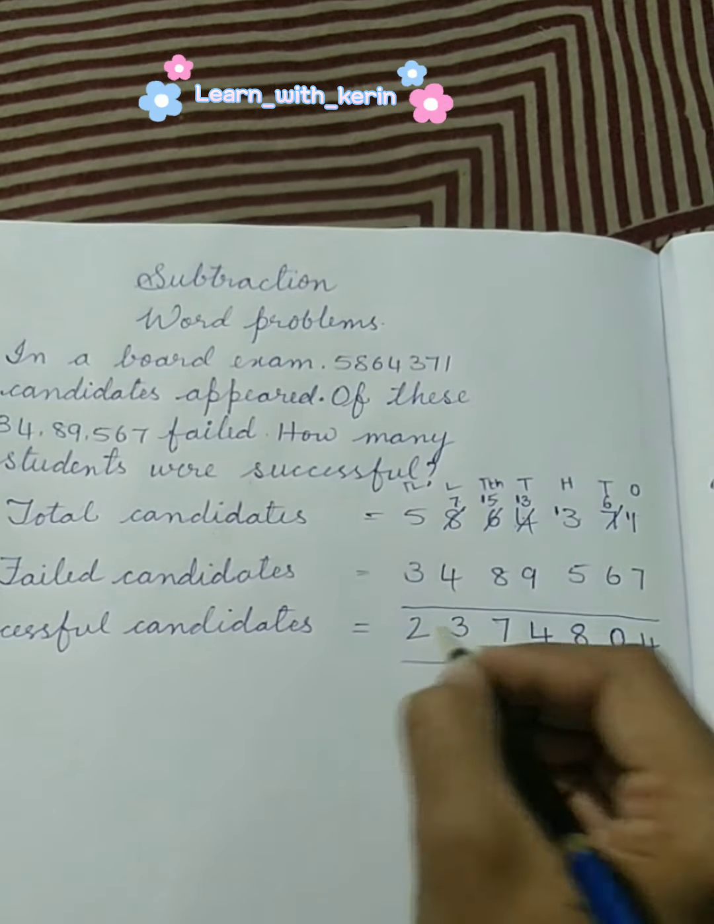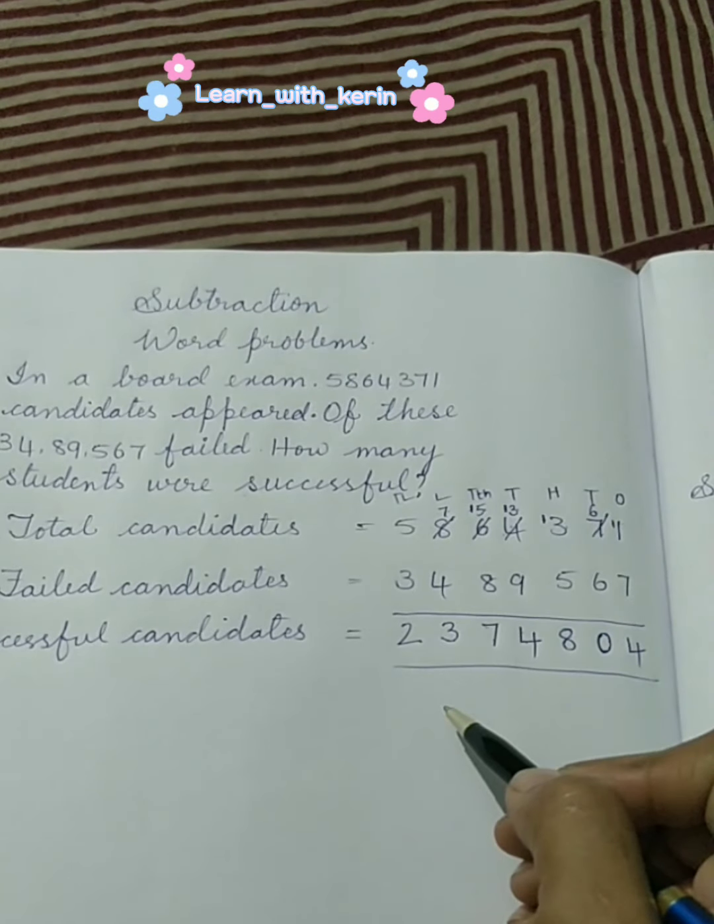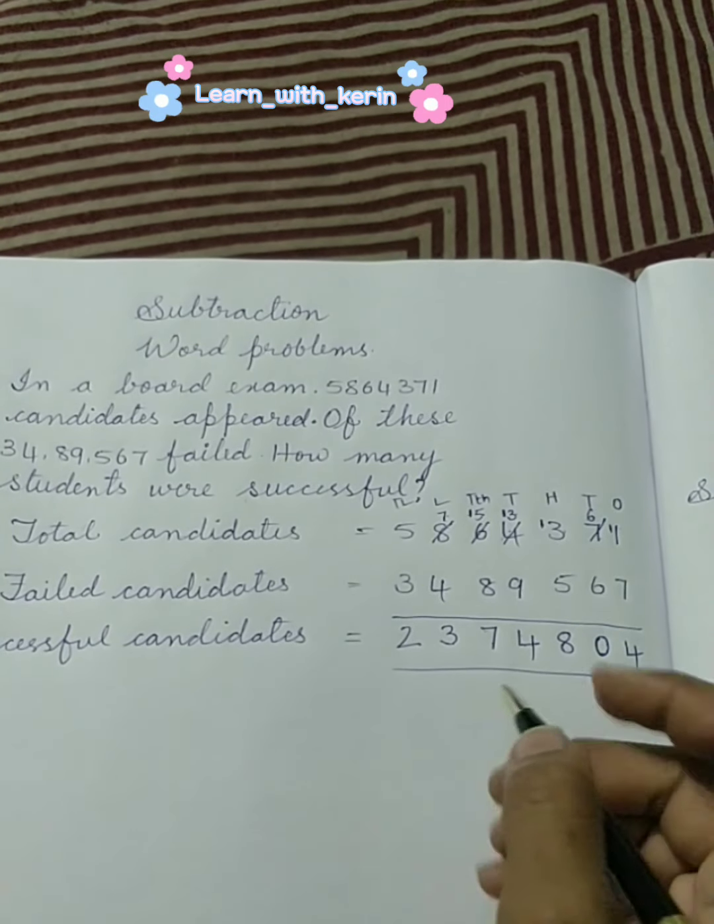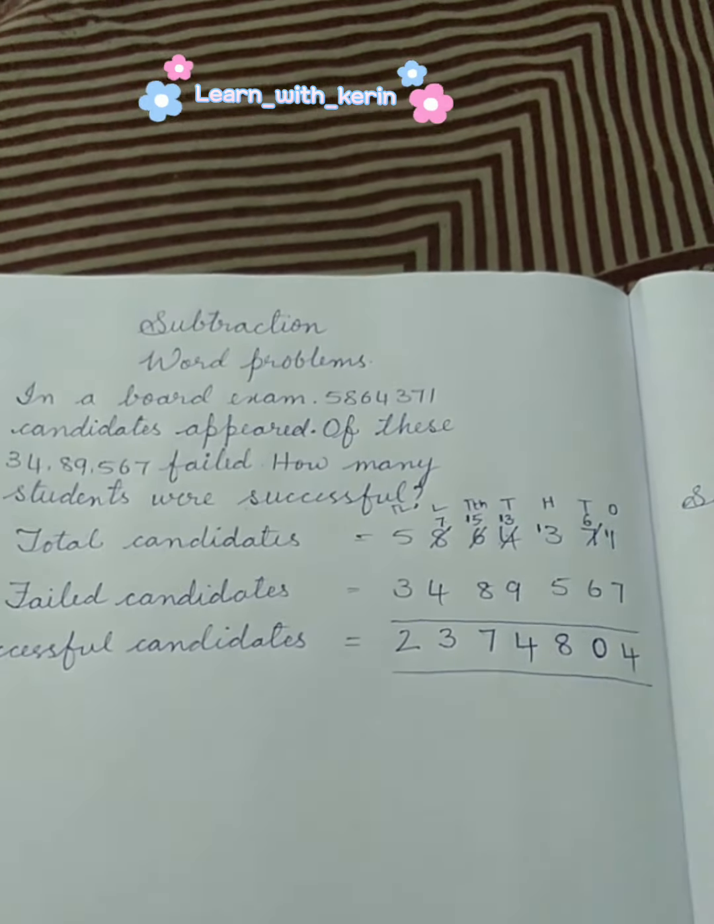So children, in this way we have to write the statements of the given numbers and then subtract and find the answer. Hope children you understood how to solve a word problem based on subtraction.